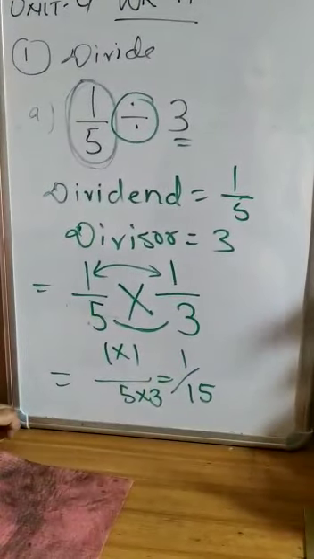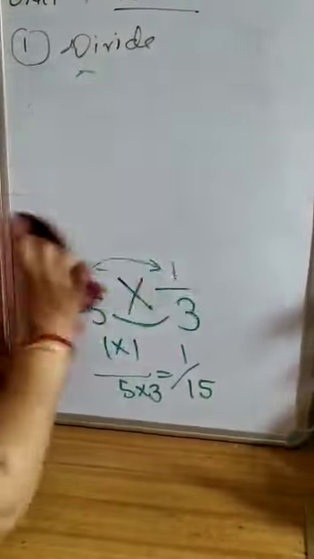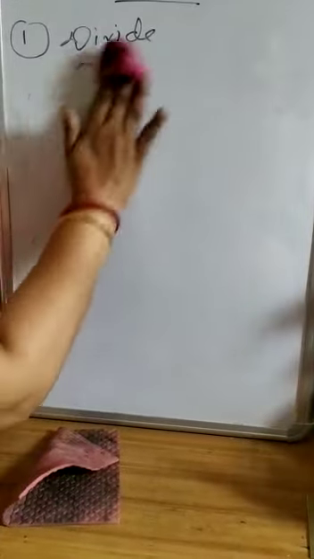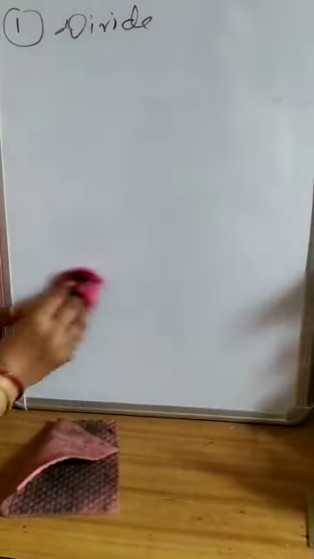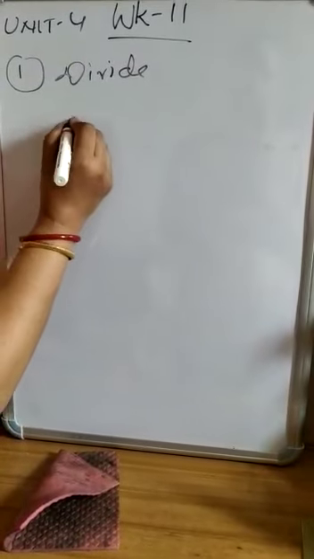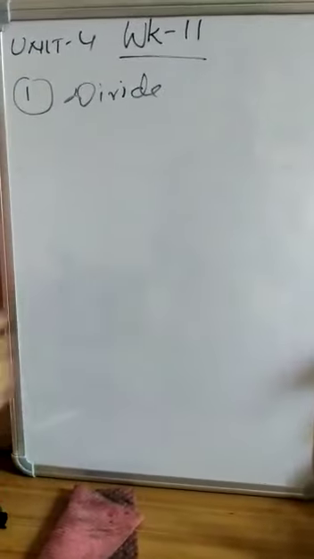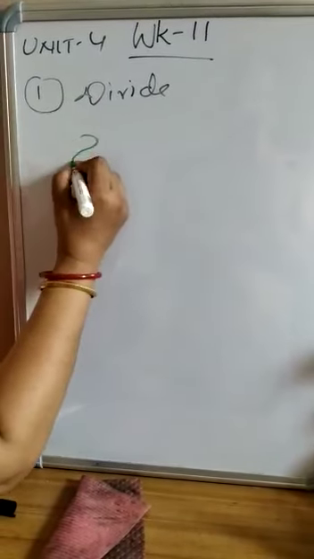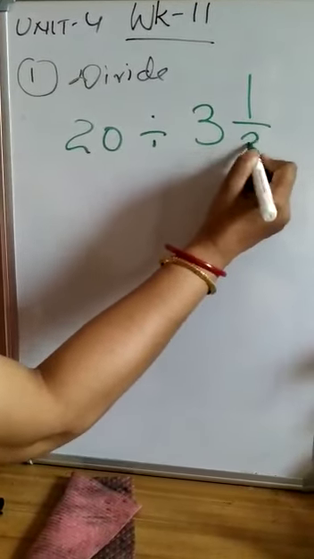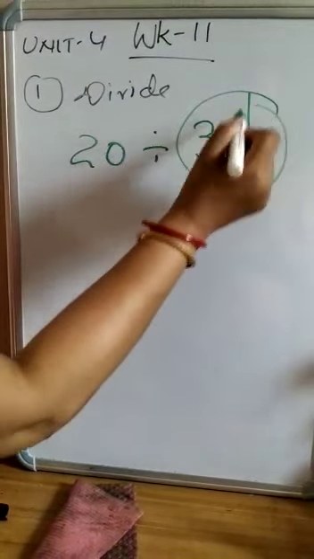Okay children? Now let us take another example, that is 20 divided by 3 1 by 3. Here 20 is a dividend and 3 1 by 3, this mixed number, is a divisor.